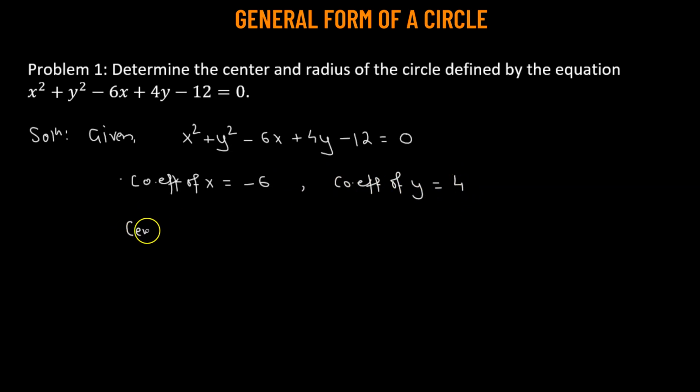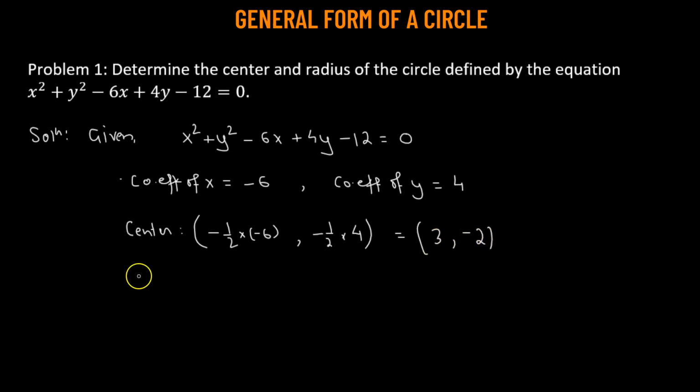So that means for the center, all we have to do is take the coefficient of x and multiply it with negative half. So negative half times negative 6, and the y coordinate will be negative half multiplied with the coefficient of y, that's 4. So our center comes out to be: negative half times negative 6 becomes positive 3, and negative half times 4 becomes negative 2. So this is going to be the center of the circle.